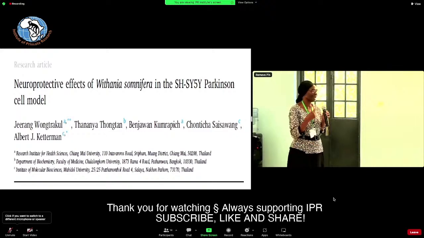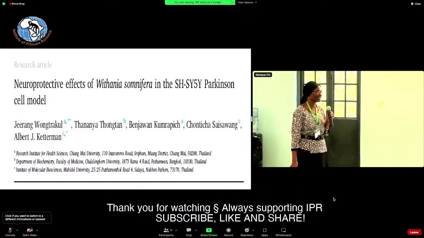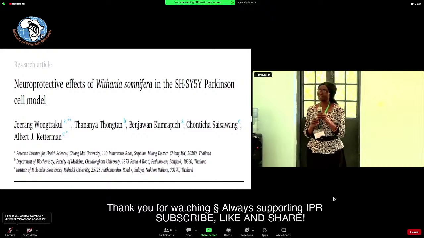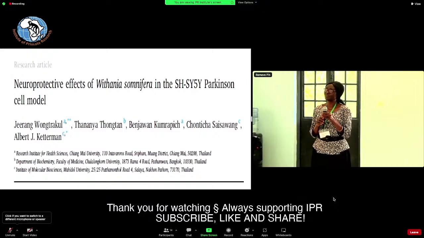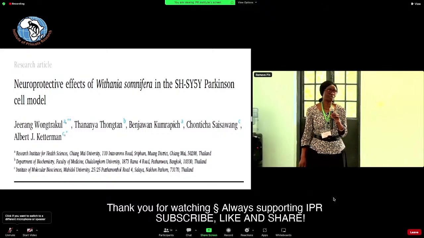In our lab, we do a lot of herbal research, but we focus a lot on infectious diseases, particularly malaria, and not neurodegenerative disorders. So this is a study that I found and thought I could share, about the neuroprotective effects of Withania somnifera on the Parkinson's cell model, which you can recognize. This is a recent study published last year. Next.